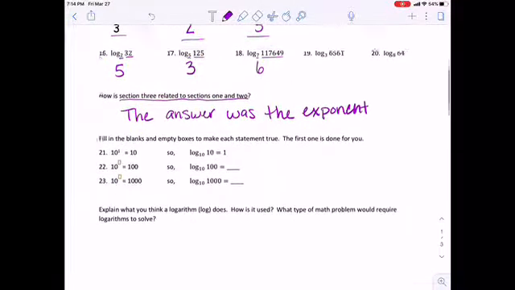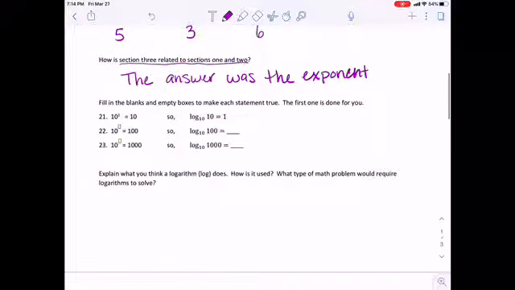Well, once you know that, you're ready to go ahead and do the next section, problems 21, 22, and 23, where you're filling in the blank. So problem 21, 10 to the first power gives us 10. Problem 22, 10 to the what power gives us 100. Well, we know that 10 to the second power is 100, so that means that log base 10 of 100 would equal 2. Number 23, 10 to the what power equals 1,000. Well, 10 to the third power equals 1,000, so log base 10 of 1,000 will equal 3.